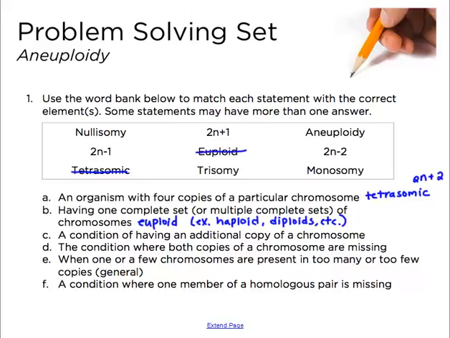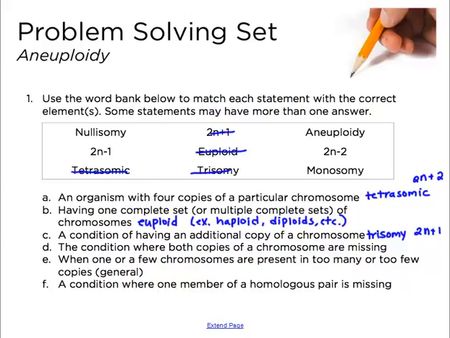Statement C. A condition of having an additional copy of a chromosome. So this is what's known as trisomy. And again, if the individual is normally a diploid, that means they have 2 copies of a chromosome. So if they have an additional 1 copy of that one of the chromosomes, they would be 2n plus 1. So this was actually in the word bank.